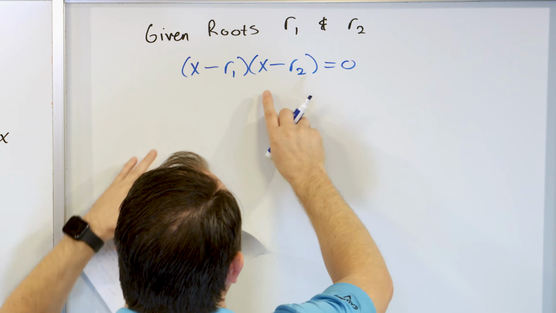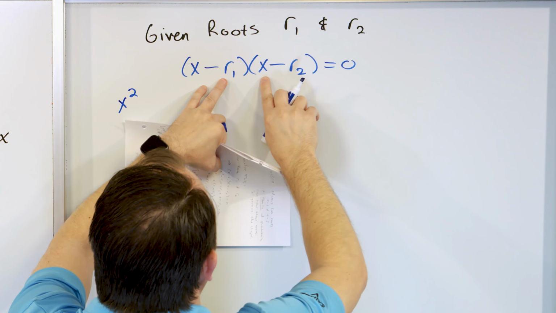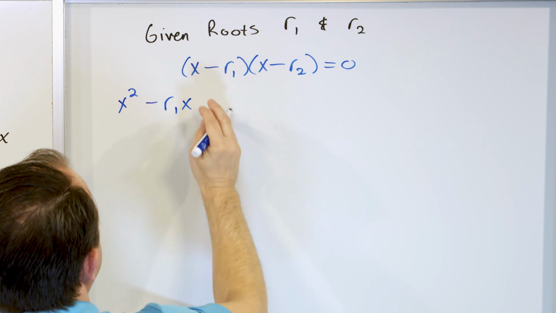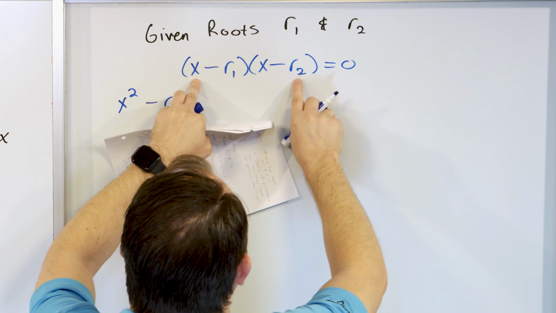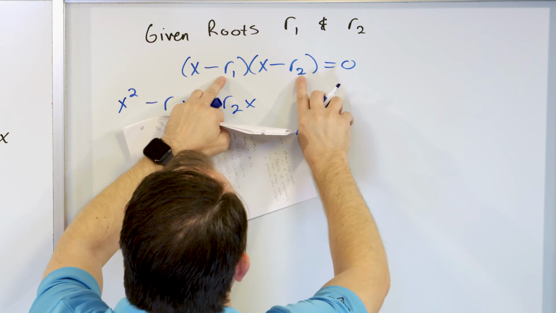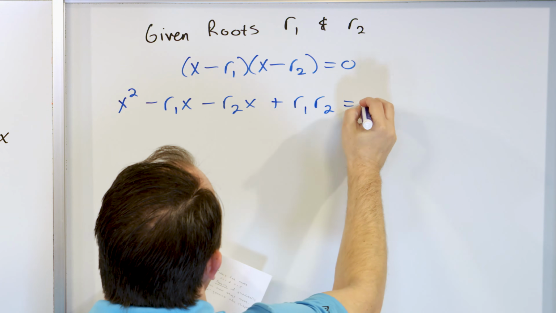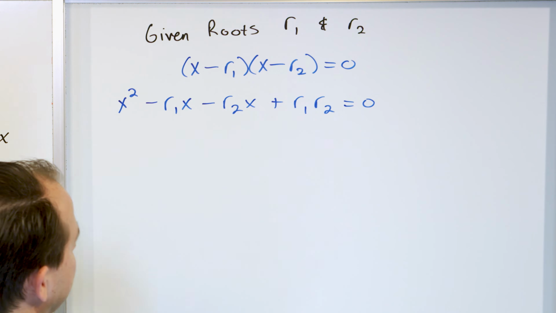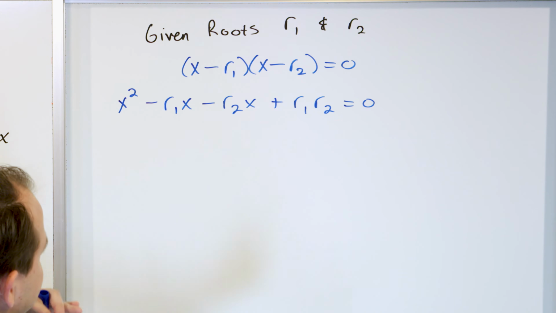And now we can multiply this out. X times x is going to give you x squared. This times this is negative r1x, so negative r1x, right? This one here, don't forget the negative sign, is negative r2x. And this guy here, negative times negative is positive, r1 times r2. So that looks ugly. See why this gets kind of confusing when you look at it in a textbook, because they've got all the r1s and r2s everywhere. But bear with me, we're going to simplify it a little bit.